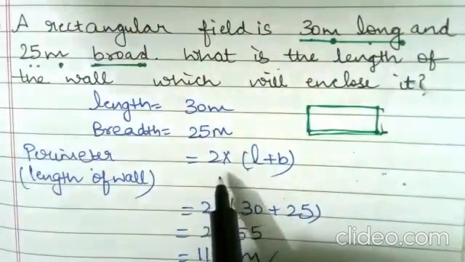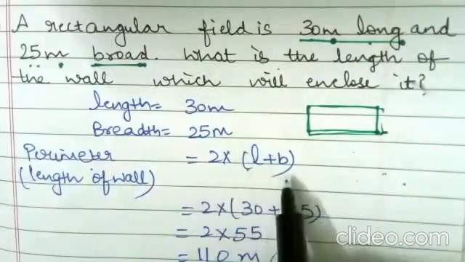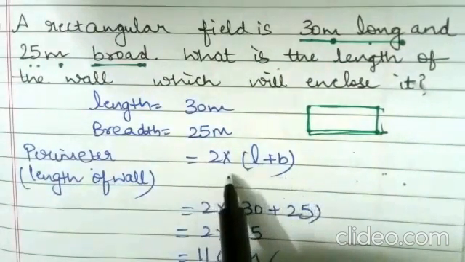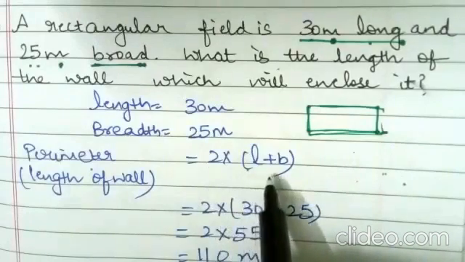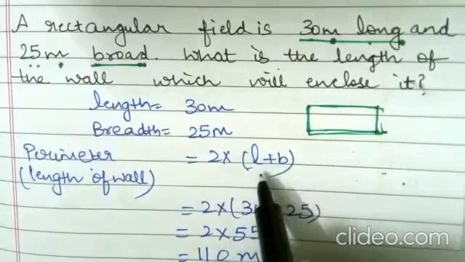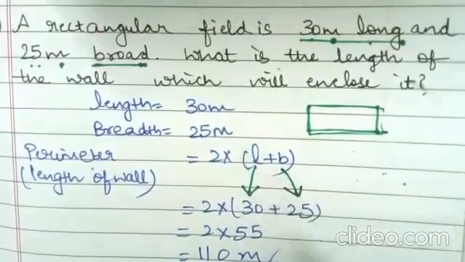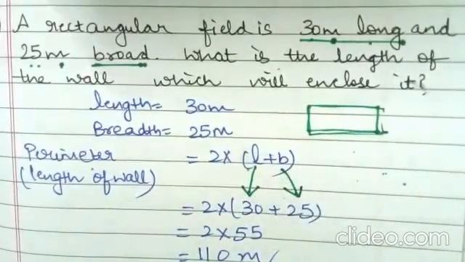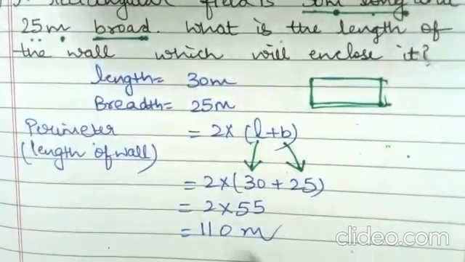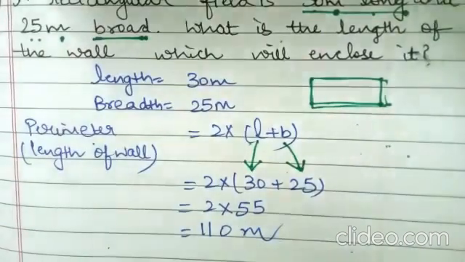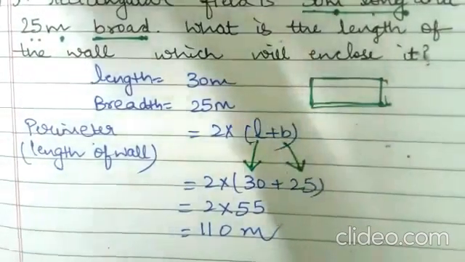And what is the formula for the perimeter? That is 2 multiply length plus breadth. Now we have to put the values for length and breadth, and on simplification the perimeter we got is 110 meter. Clear?